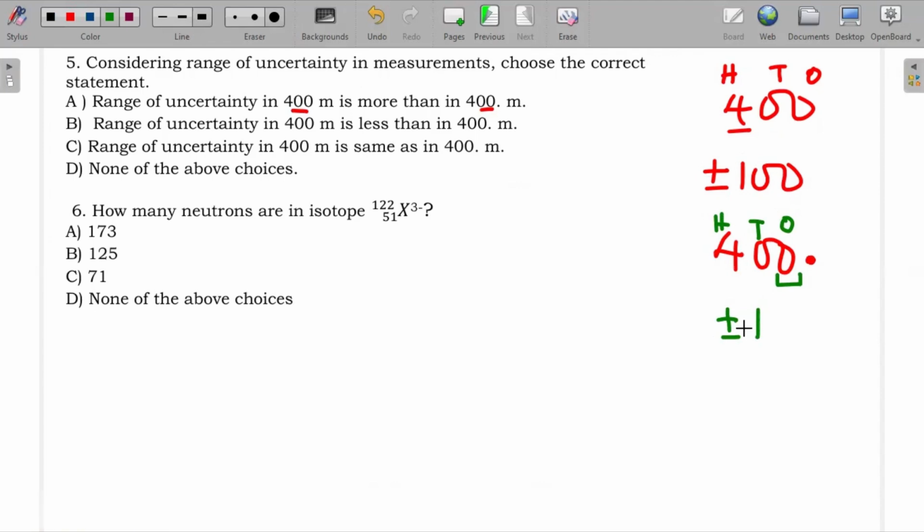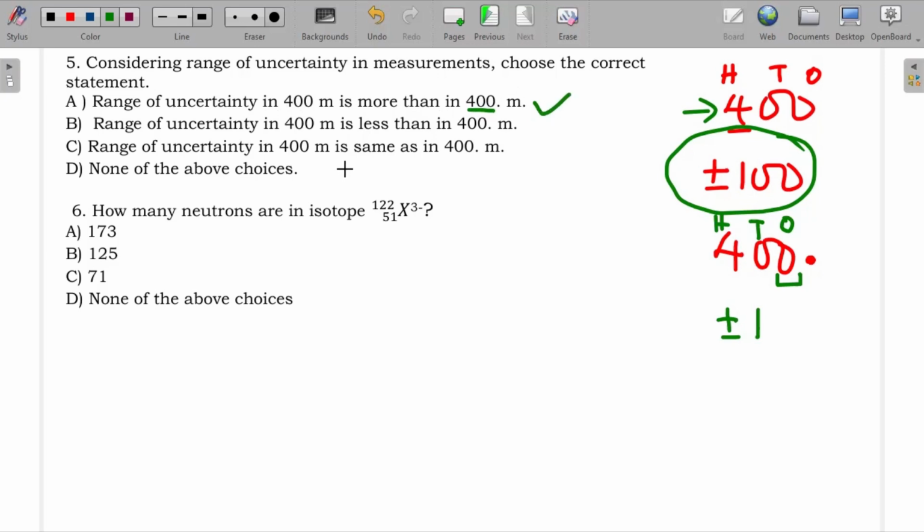So the one that is going to have a bigger range of uncertainty is just the one which has the higher uncertainty. So this one comes from the 400. So I'm going to say the range of uncertainty in the 400 is more than the range in this 400 point. Okay, so this one here will be the correct answer.